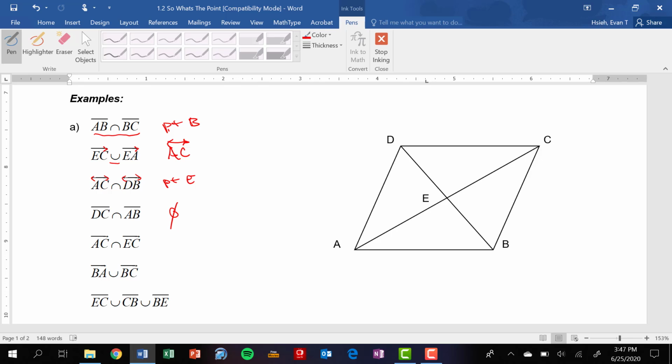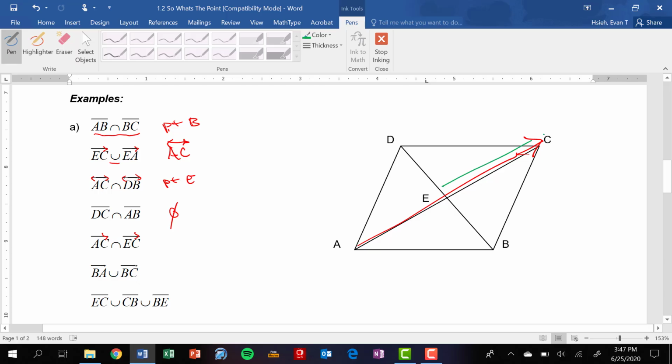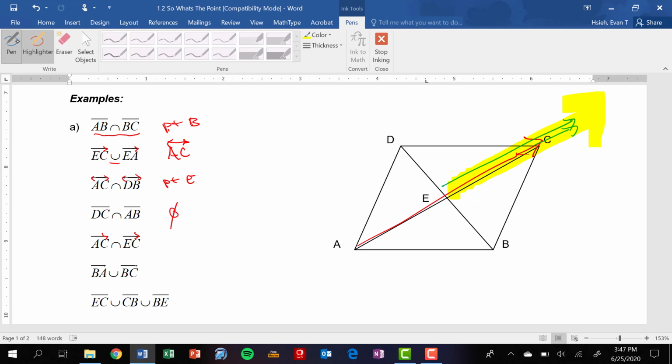Next one is AC. I think it's supposed to be ray AC. So it goes on forever this way. And intersect it with ray EC, like this. So both of these are going on forever. And hopefully you can see that the intersection is going to be all the stuff that's like here, and it's just going to keep on going forever in that direction. And so my intersection is just going to be ray EC.